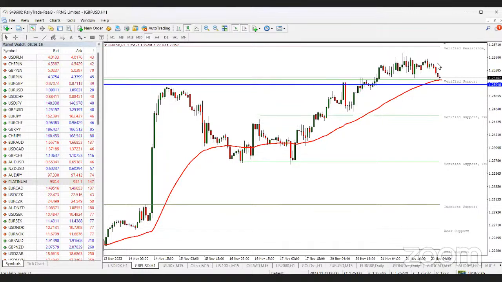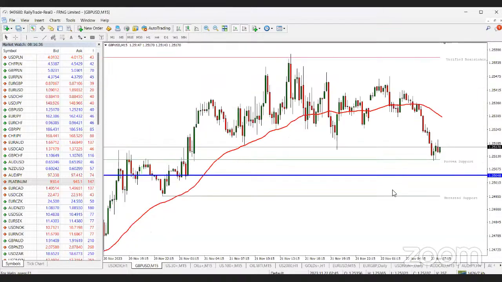Okay, technically from this support, we expect to push up, but we understand that fundamentally the dollar is a bit strong right now. So you want to wait for it to break this 50-period moving average. And what do we mean by break? I mean that the candle has to close below this 50-period moving average.